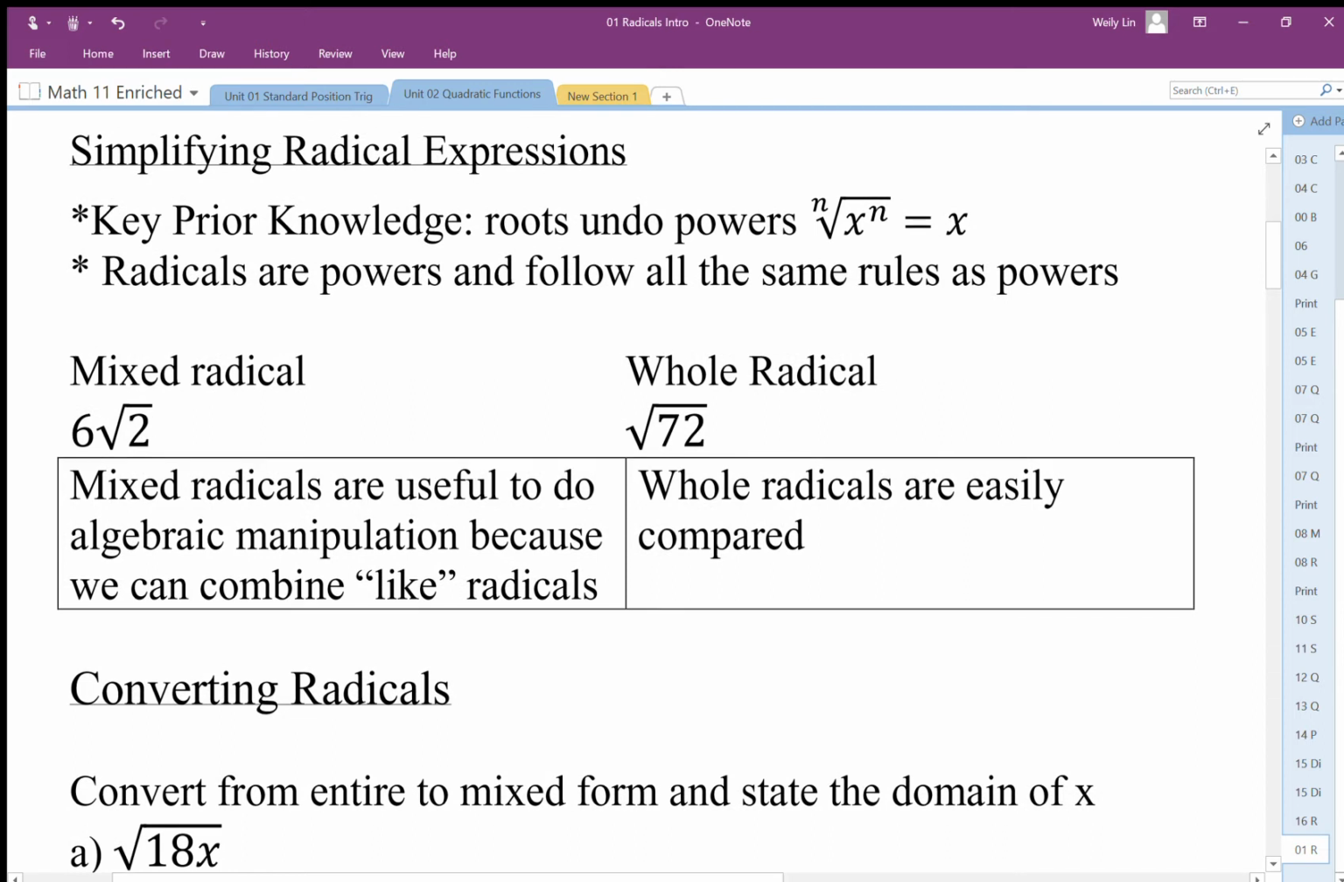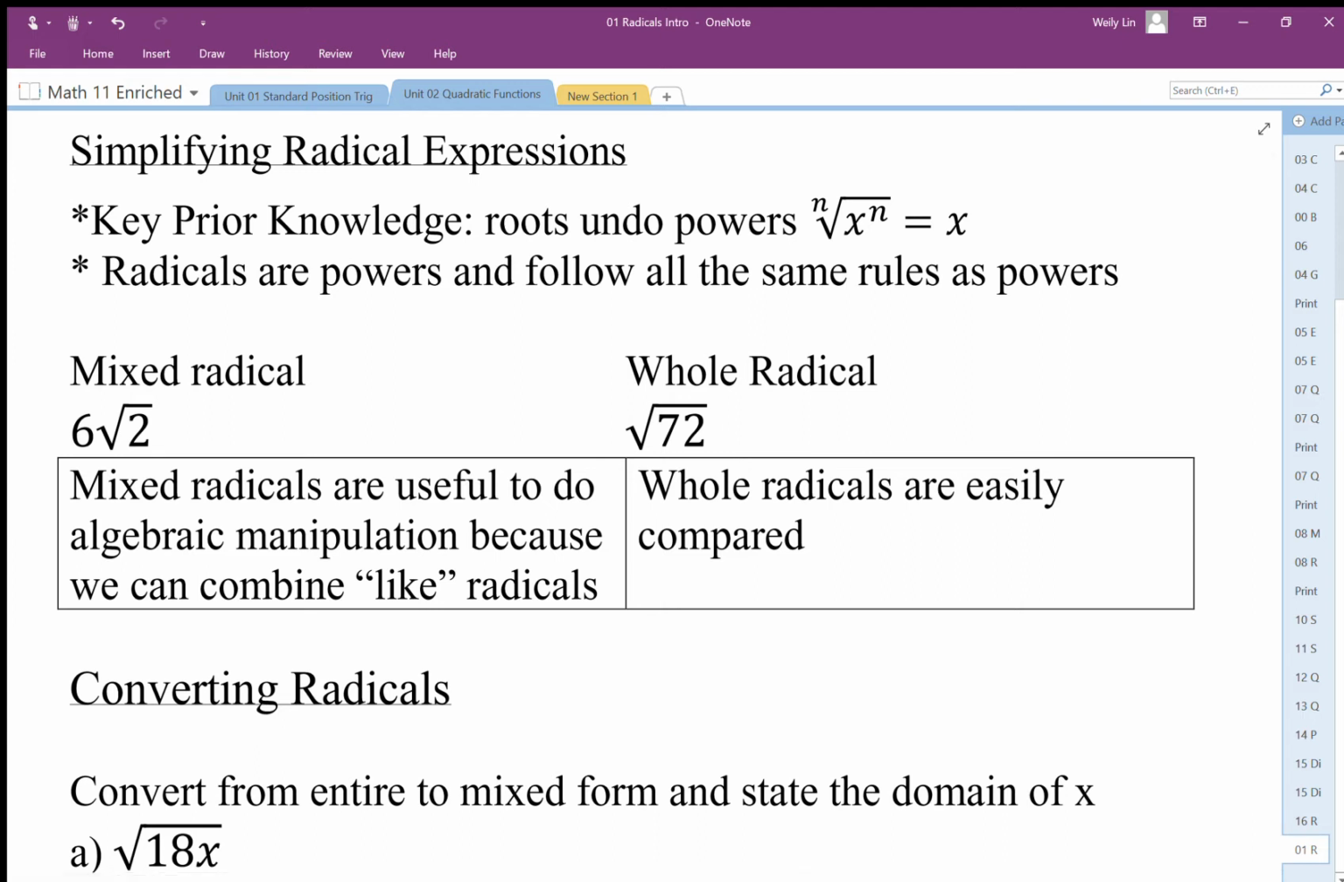So let's take a look at mixed radicals and whole radicals, or entire radicals. A mixed radical has a whole number part and the radical part. A whole radical has the whole value inside the radical. In fact, these two radicals are equivalent to each other. 6 root 2 is equivalent to square root of 72. We can type that into our calculator and we can actually see that that's the case.